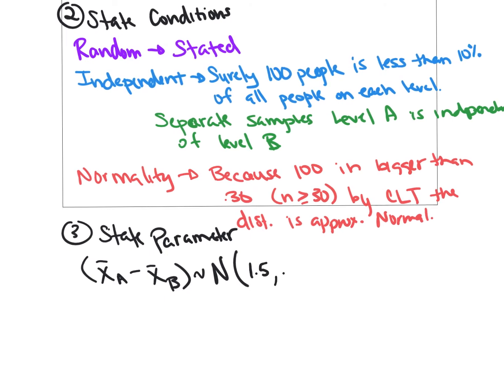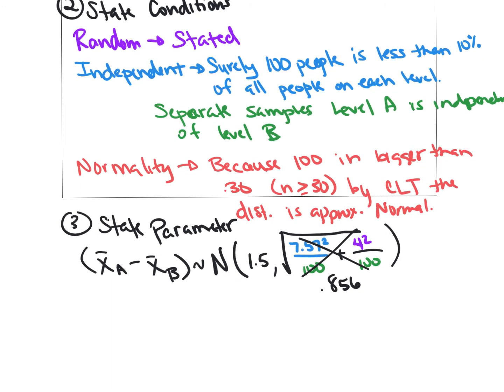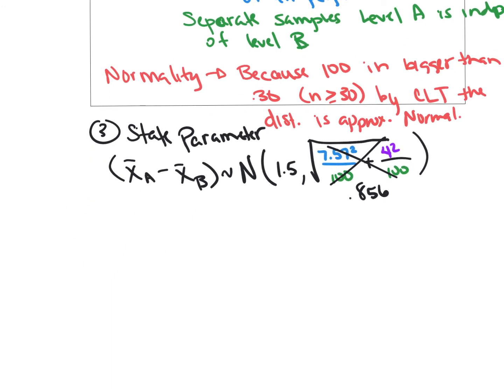1.5, and then it has a standard deviation of the square root of the A standard deviation, which was 7.57, squared, divided by the n, which is 100, plus the B, which was 4 squared, divided by the n, which is 100. And when I calculate this value here, I'm going to get 0.856. Now, the reason we needed that is because we want to show that it was normal. Now that we know that it's normal, your fourth step is to find a probability.